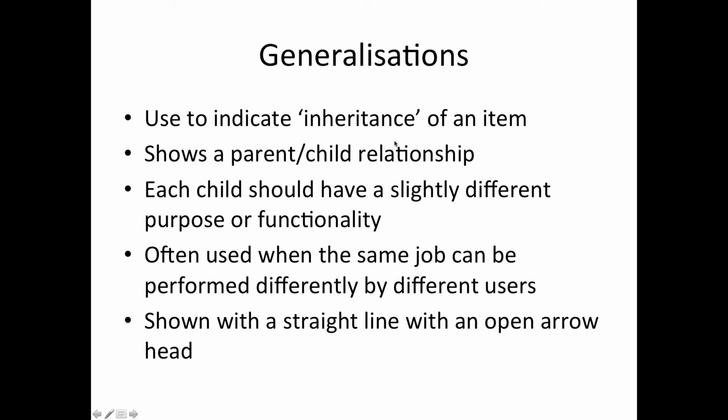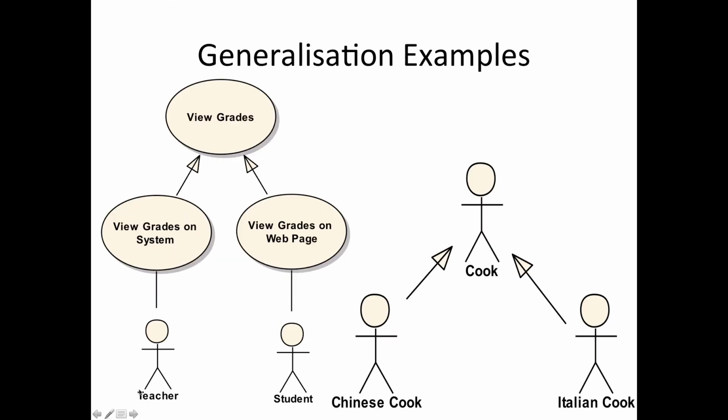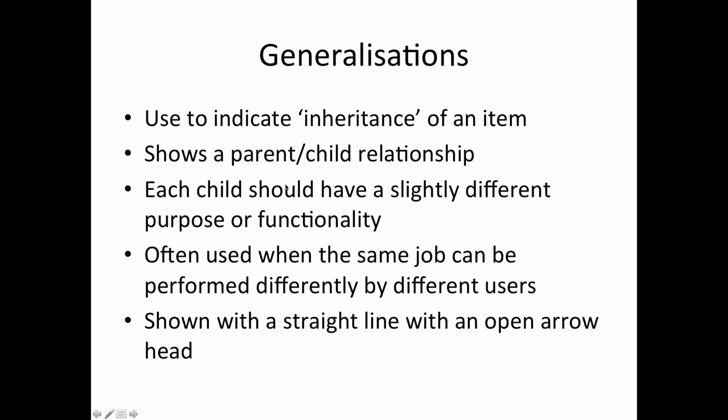Generalisations are used to indicate inheritance of an item. It shows a parent-child relationship. Remember we talked about parent-child relationships when we talked about XML. Each child should have a slightly different purpose or functionality, often used when the same job can be performed differently by different users. It is shown with a straight line with an open arrow head.